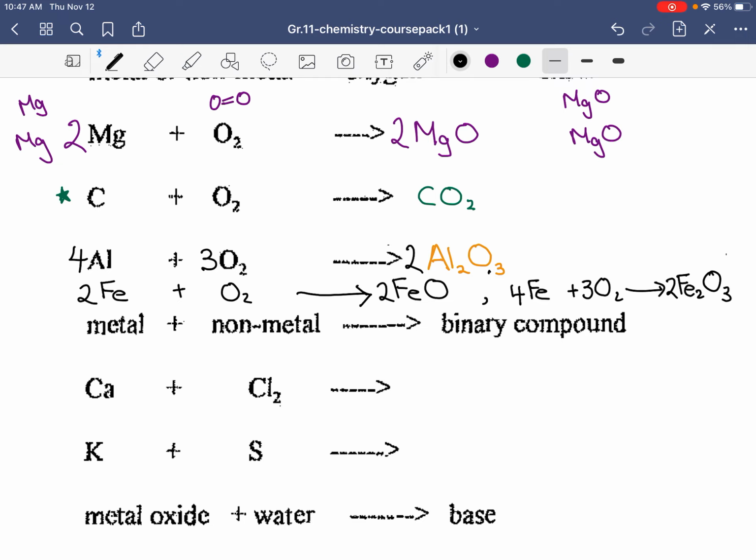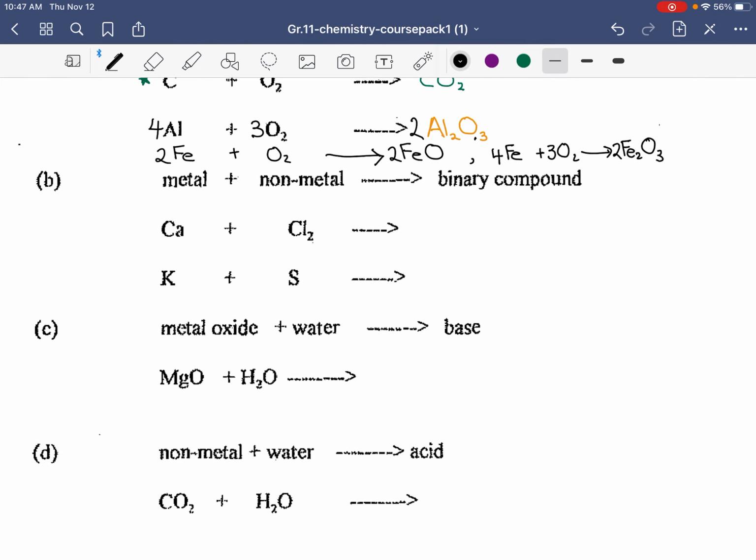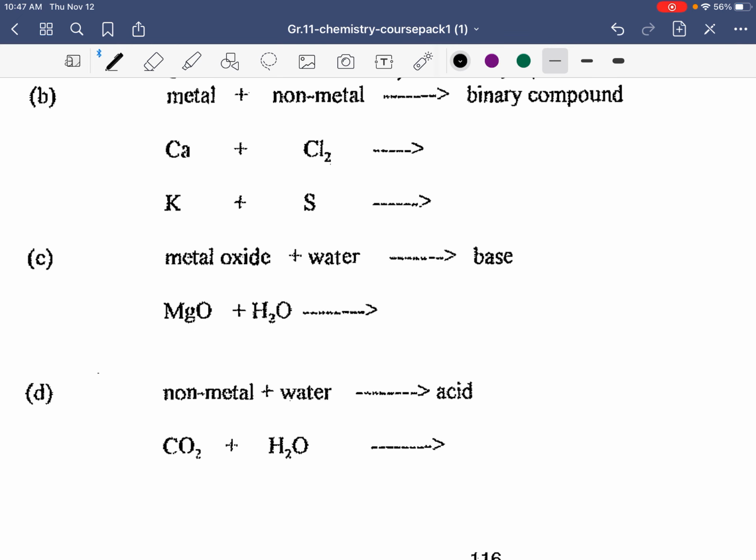All right, let's move on to the second type of synthesis. Type B, where you have a metal reacting with a non-metal to give you some sort of binary compound we call a salt. Again, the cross rule applies. So in this case, it'll be CaCl2 because Ca is +2, Cl is -1. Cross them, this is what you get. Hey, I love these. You don't have to balance it. For lazy people like me, we love it.